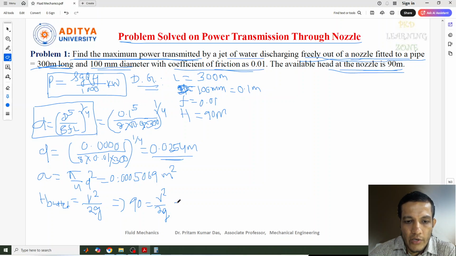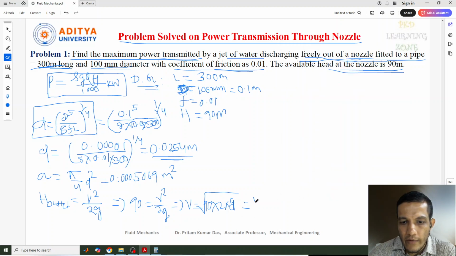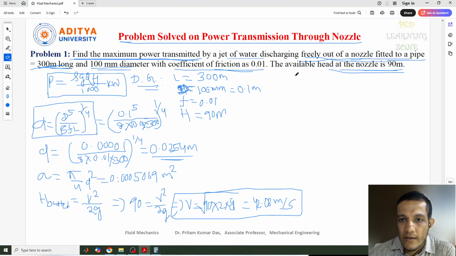So from here we can find the value of V. V equal to root of 90 into 2 into G. Let's see how much is coming. 90 into 2 into 9.81, whole root, is 42.02. So now we got the value of velocity, 42.02 meter per second.